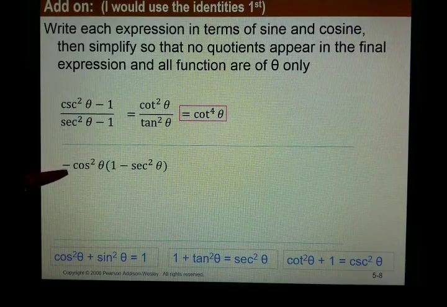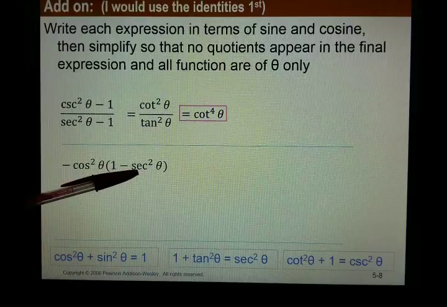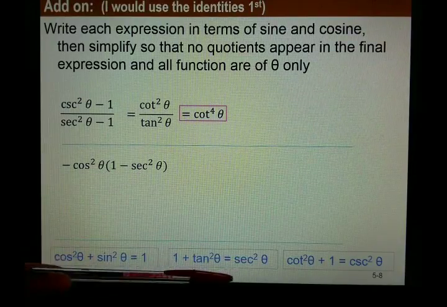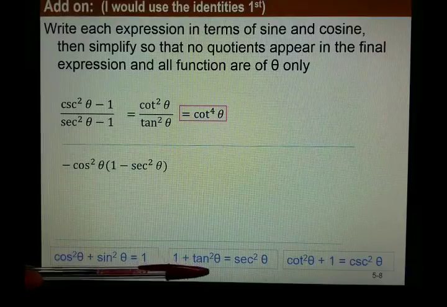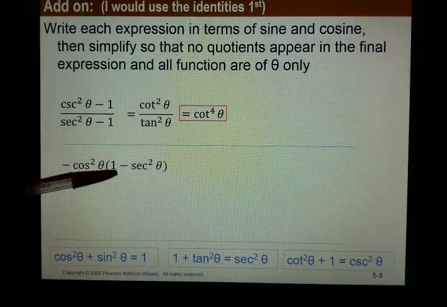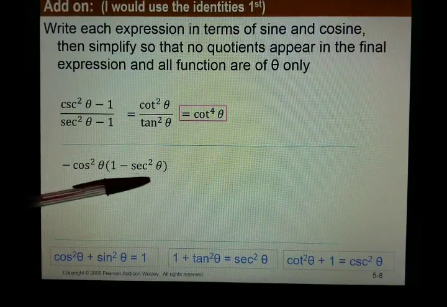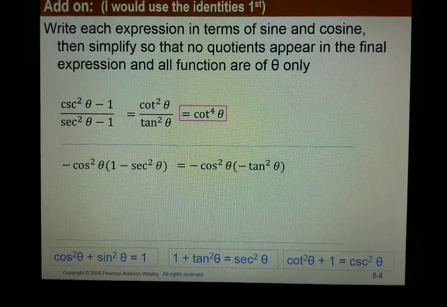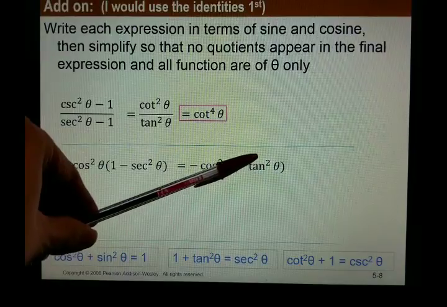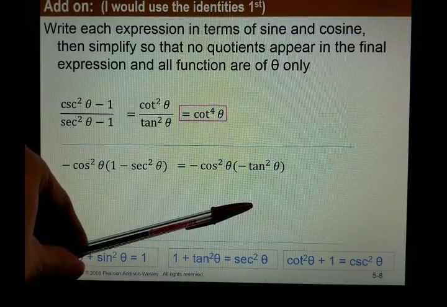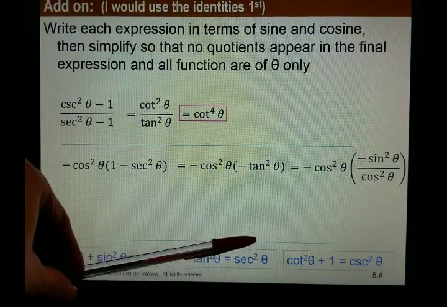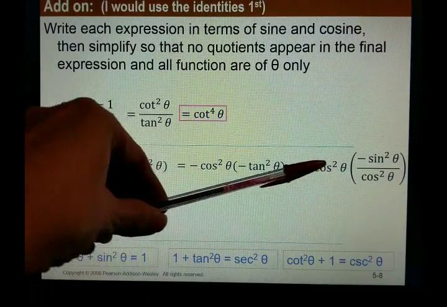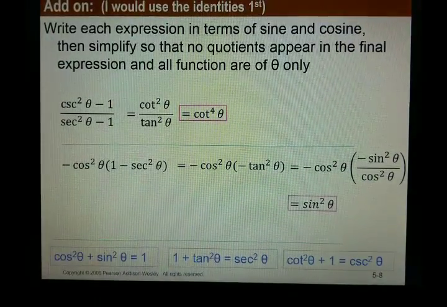This problem, negative cosecant squared, 1 minus secant squared. If I had 1 minus the secant squared, move the secant squared over to the left, that would equal negative tangent squared. So this right here actually could become negative tangent squared. Now, tangent squared is the same thing as sine squared over cosine squared. So I rewrote it. Look at here what goes away. These reduce. Therefore, negative times negative, my answer is positive sine squared.